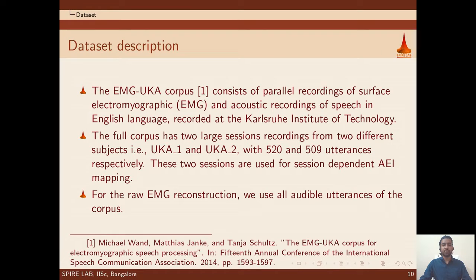So the EMG UK corpus consists of parallel recordings of surface electromyography and acoustic recordings of speech in the English language. These have been recorded at KIT lab in Germany. The full corpus has two large sessions, recordings from two different subjects, that is UK1 and UK2 as we call in this work, with 520 and 509 utterances respectively. These two large sessions are used for the session dependent AEI mapping. And for the raw EMG reconstruction, we use the entire audible corpus from the EMG UK corpus.